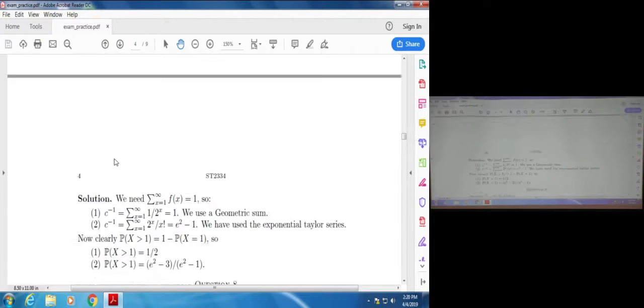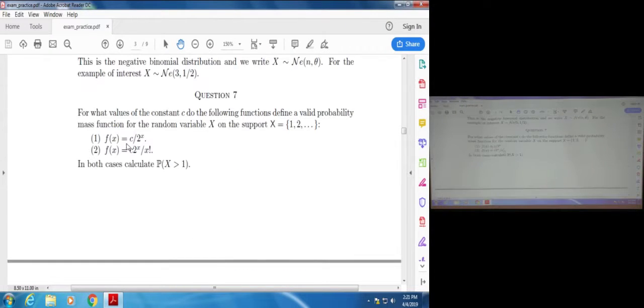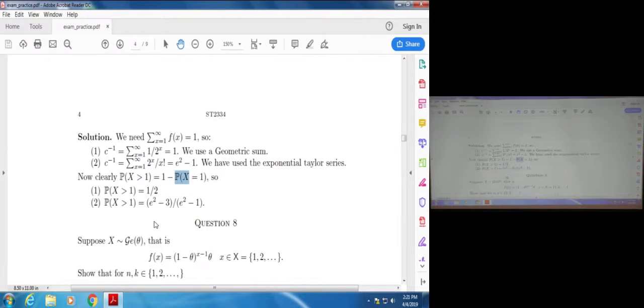Now to find the probability that X is bigger than 1, that's 1 minus the probability that X is equal to 1. So all we have to do in this case is substitute x is 1, multiply by c, and do 1 minus that, which happens to be a half. And similarly for this one, it's e to the 2 minus 3 over e to the 2 minus 1. E to the 2 is about 8, so don't worry, that's not negative.